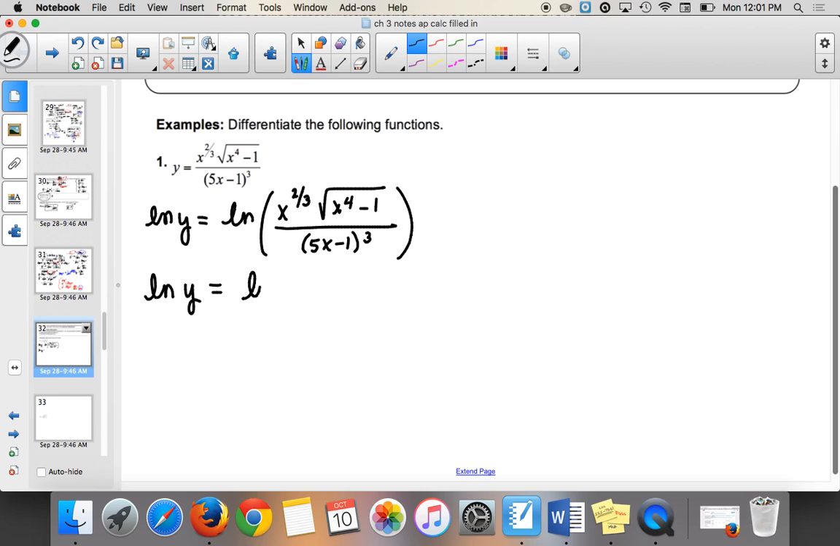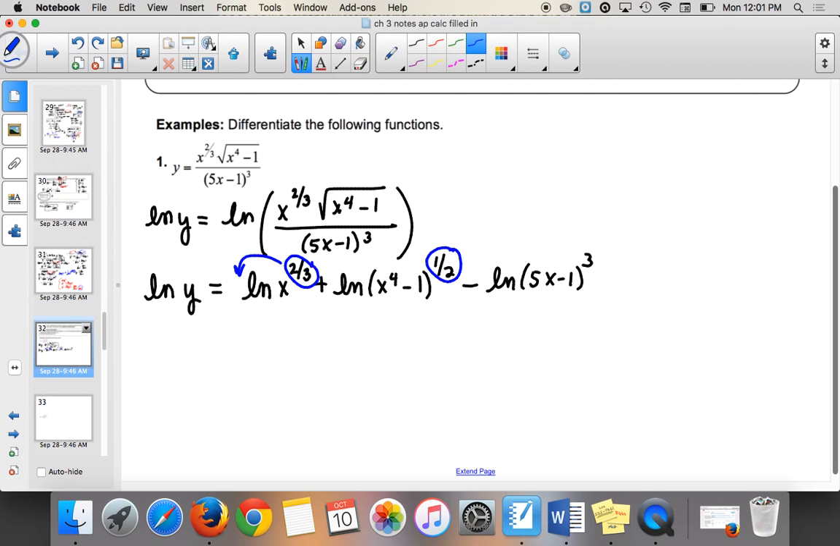So now I'm going to rewrite this other side as natural log of x to the 2/3 plus natural log of x to the 4th minus 1 to the 1/2. Do you guys see where I got the 1/2? Because it was a square root. Minus natural log of 5x minus 1 to the 3. So I broke it apart with the product, became a sum. The quotient became the minus. If you want to keep it as plus, you could have it to -3. Yep, you could keep it as plus and have a -3 as well.